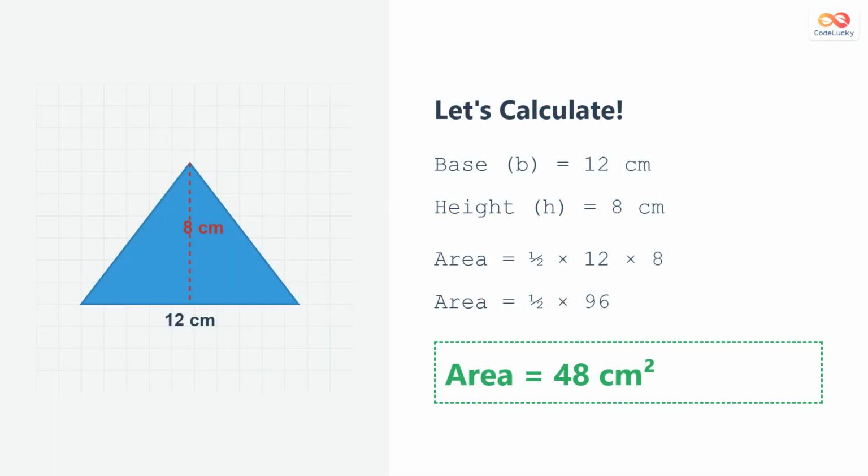Let us try an example. Here is a triangle with a base of 12 centimeters and a height of 8 centimeters. We multiply 12 by 8 to get 96. Then, we take half of that. The final area is 48 square centimeters.